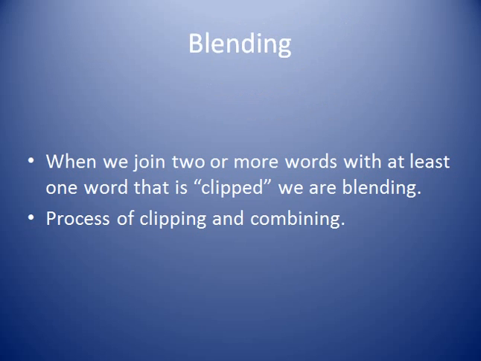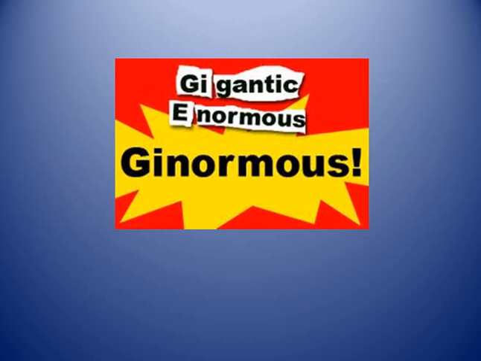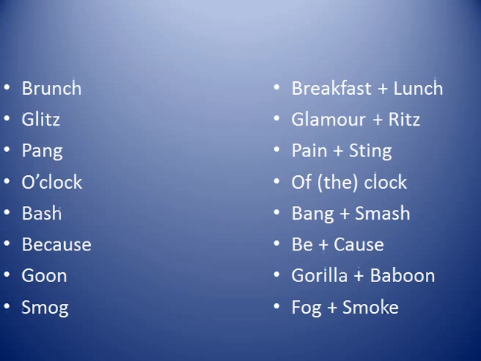When we join two or more words with at least one word that is clipped, we are blending. Blending is the process of clipping and combining. Gigantic and enormous form ginormous. Breakfast and lunch form brunch. Bang and smash form bash. Fog and smoke form smog.